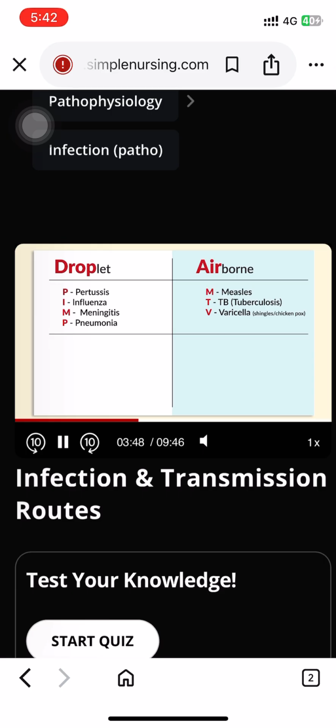Now, a lot of test questions come from PPE here, so write this down. For droplet precautions, number 1 is surgical mask and goggles. And number 2 is a single room. Now, ATI mentioned that we teach unlicensed personnel to wear a mask. And for airborne precautions, the number 1 thing is staff must wear N95 masks.